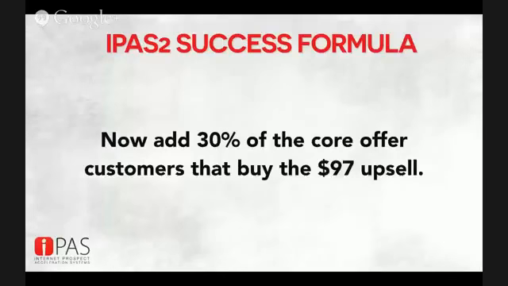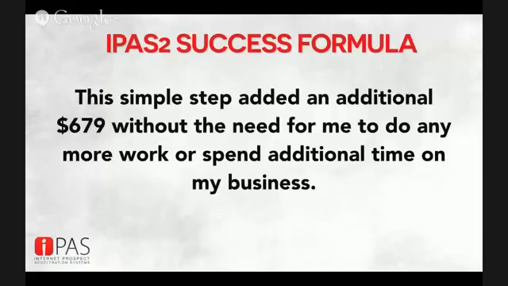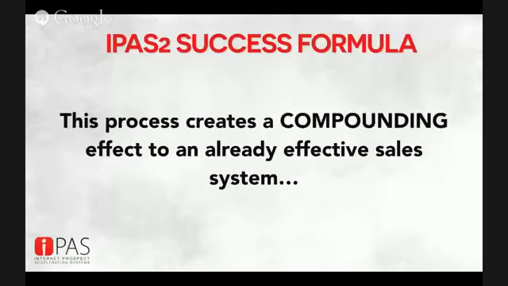Now add 30% of the core offer customers that buy the $97 upsell. So that's 7 upsell sales at $97 a piece. That's $679. This simple step added an additional $679 without the need for me to do any more work or spend additional time on my business. This just happens automatically. This process creates what I call a compounding effect to an already effective sales system. So if you don't have an upsell, you're absolutely leaving 30% of your income on the table right now. So if you're not doing this, you might as well just send 30% to me because you're leaving it on the table.